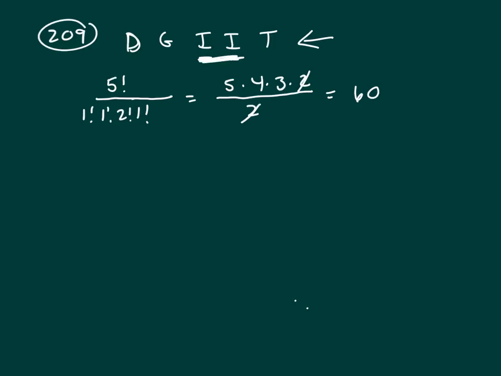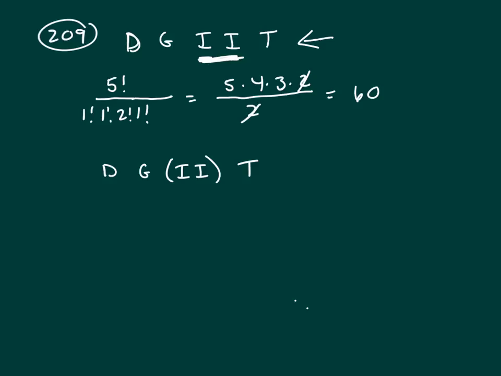So let's subtract off how many choices you have where the two I's are next to each other. So let's think about D, G, and the two I's showing up next to each other. I'm going to group that as just one thing, that's where the two I's show up. And then T. Well, how many choices do you have? All the letters are different.